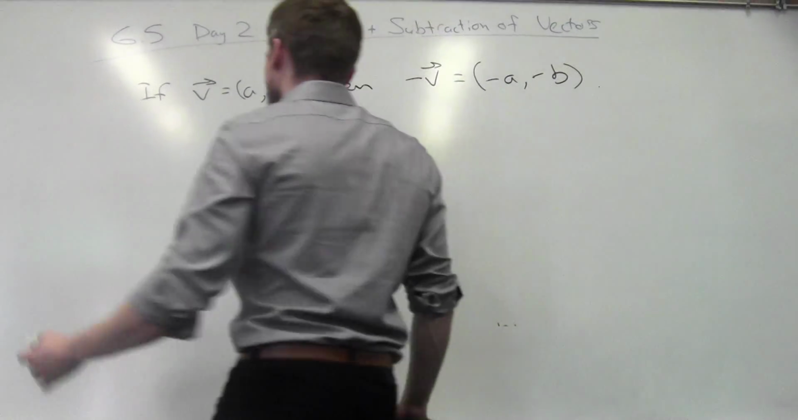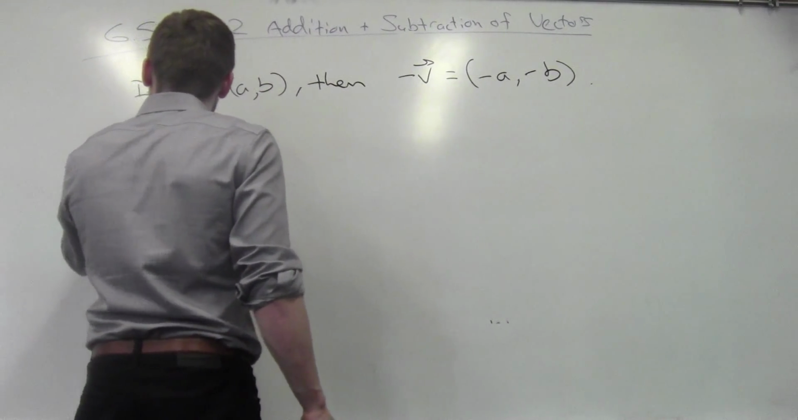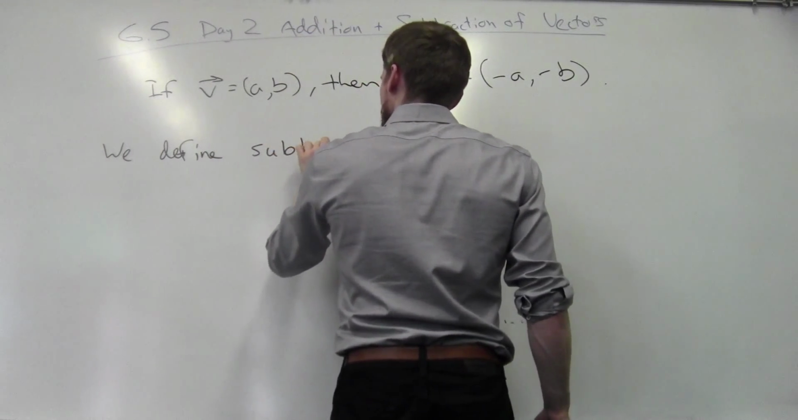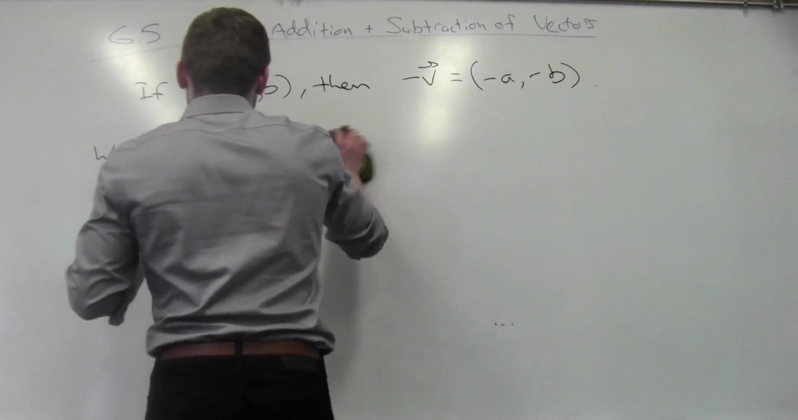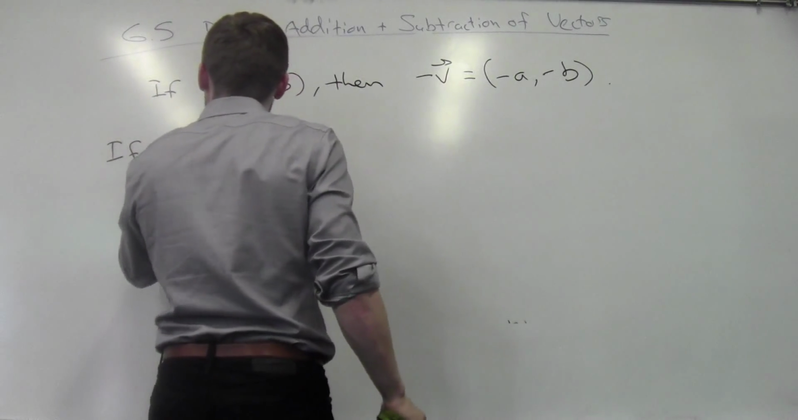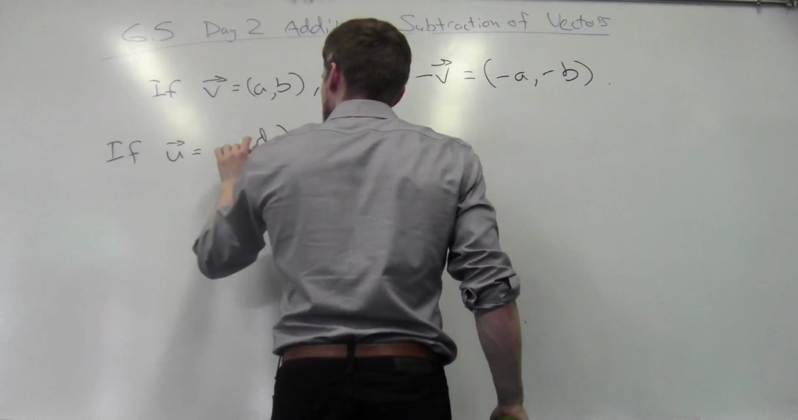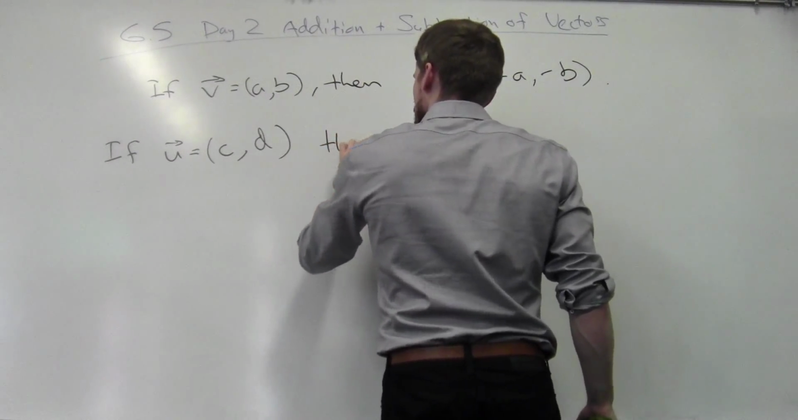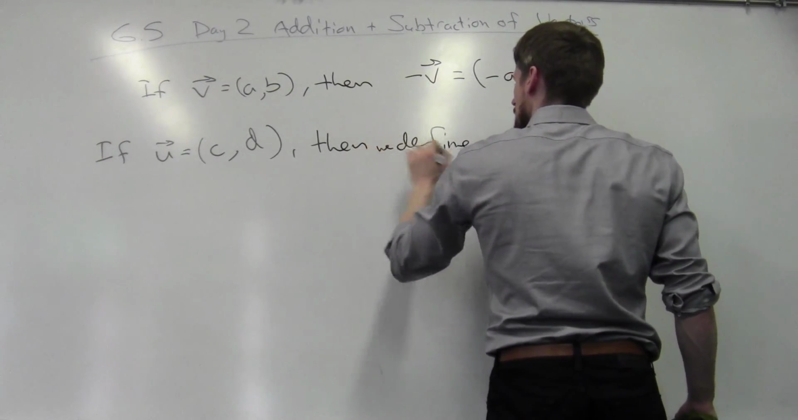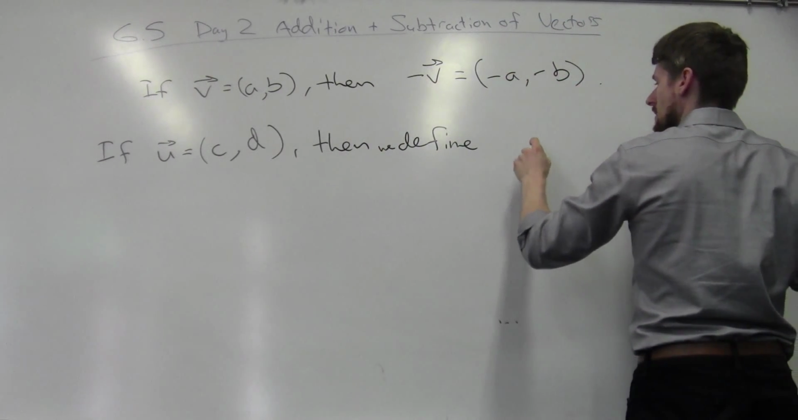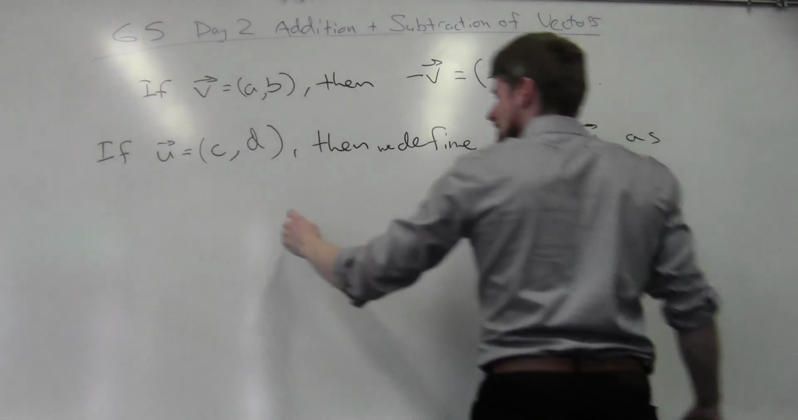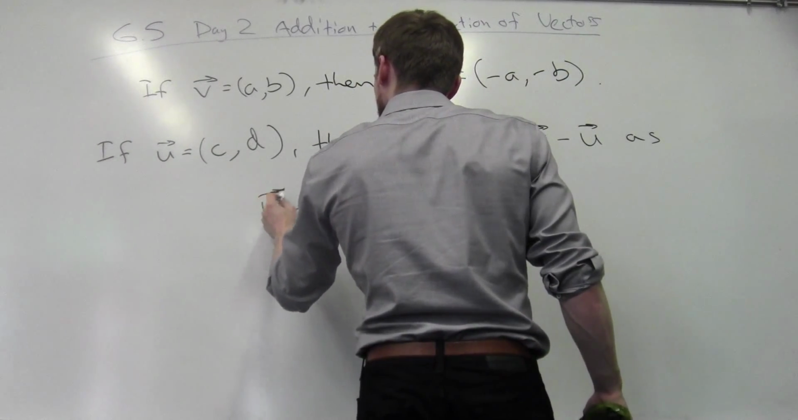Okay, so then we define subtraction. Let's say this. If u equals some other vector CD, then define, let's say, v minus u as v plus negative u.